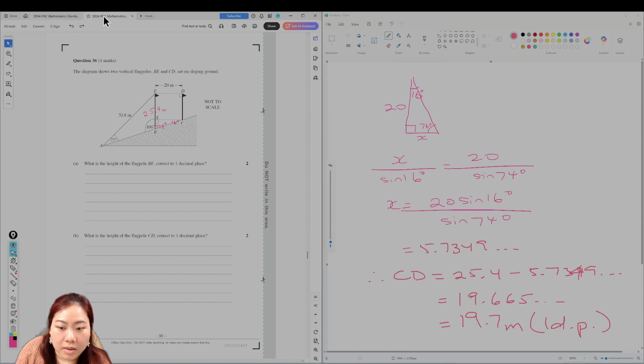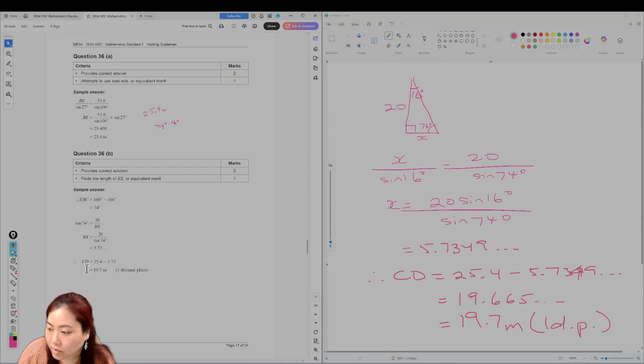Let's check. 19.7 meters. Wow, nice. Ah, it uses tan. Oh, of course. Yeah, you could do that. Opposite over adjacent. Yes, that's possible too. I did it a different way, but this is definitely one of the methods you can use.